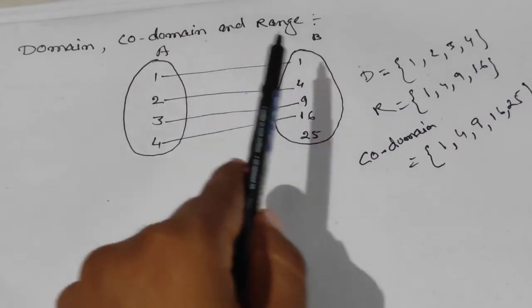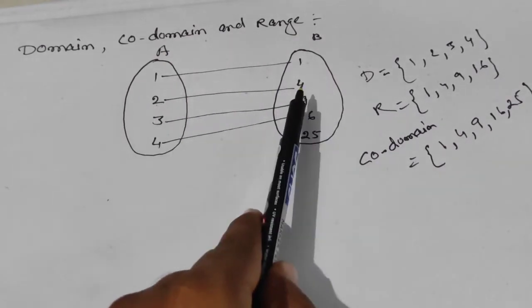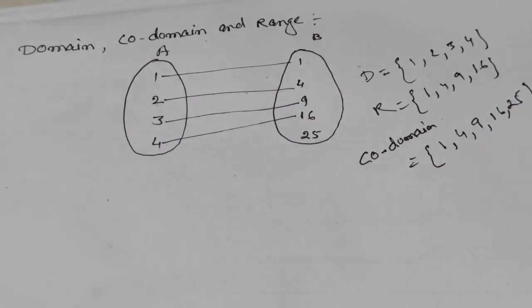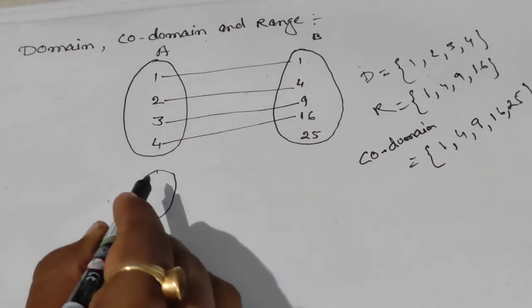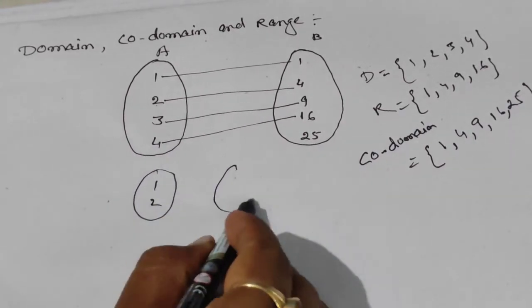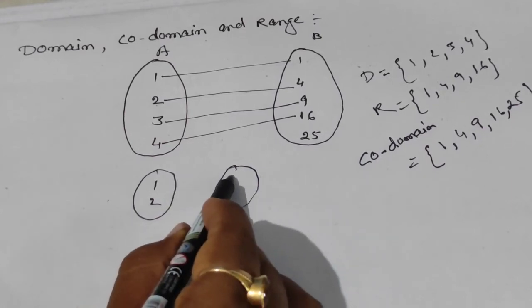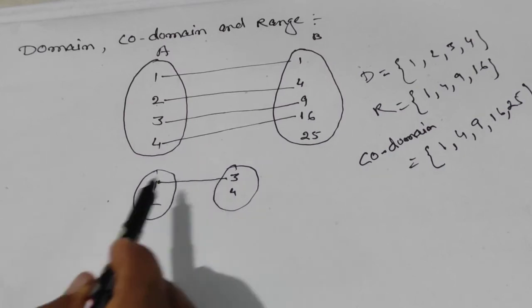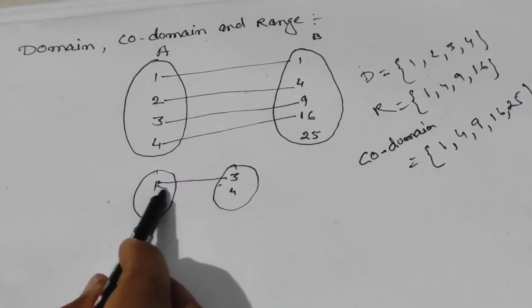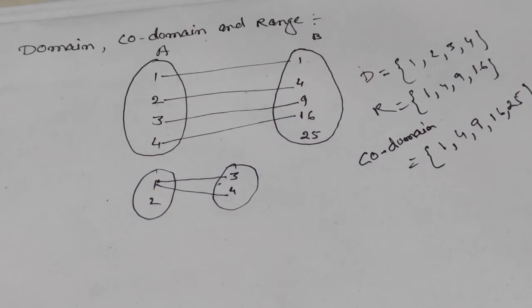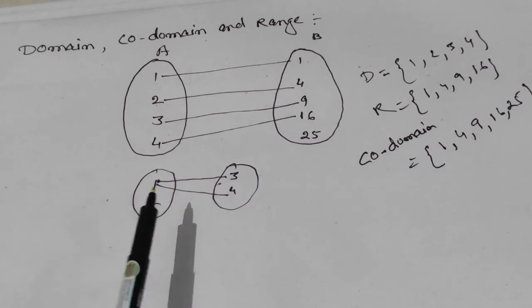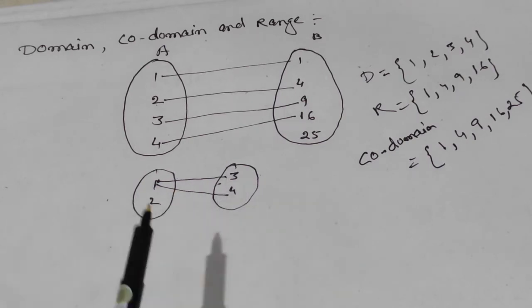So we can see here 1 has only one image, 2 has only one image, 3 has also one image, so this is a function. But if suppose it is given like this, where say 1, 2, and here it is given say 3, 4, if 1 is related to 3 and 1 is related to 4, that means here we can see that 1 has two images, which is not possible, so that's why it is not a function.